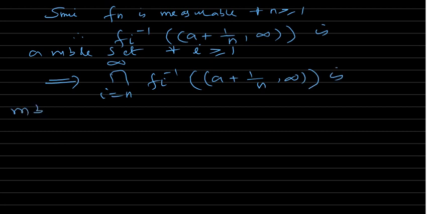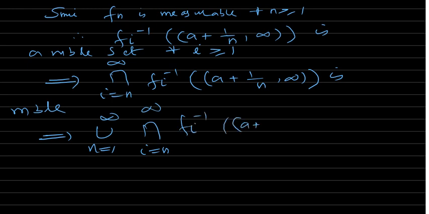So a measurable set here for each n, it's measurable. i varies from n to infinity, it's measurable. So that means the union is also measurable. Union n runs from 1 to infinity, intersection i runs from n to infinity, fi inverse (a plus 1 over n, infinity) is measurable.